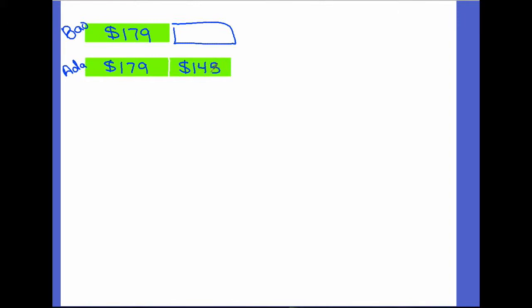So it says, how much would Ada save in 3.5 years? Well, we need to find out, first of all, how much Ada saved a month. So how are we going to figure out how much she saved a month? Connor? Well, we have 145 plus 179. Okay, so we're going to take Ada's bar, add it together. 145 plus 179. Who has that answer? Nathan? 324. Okay, so Ada saved $324 a month.